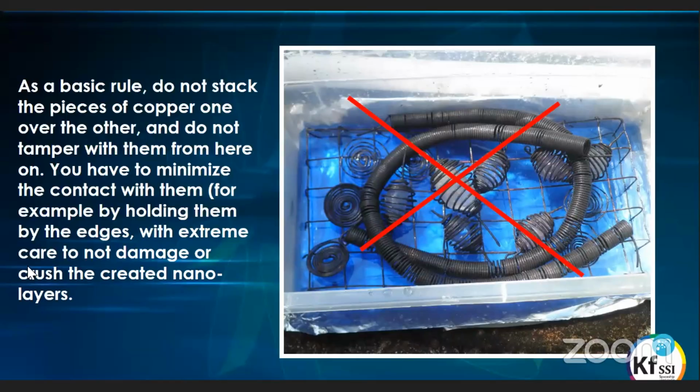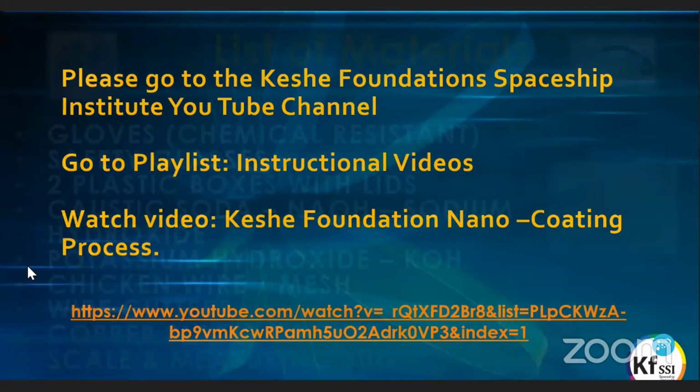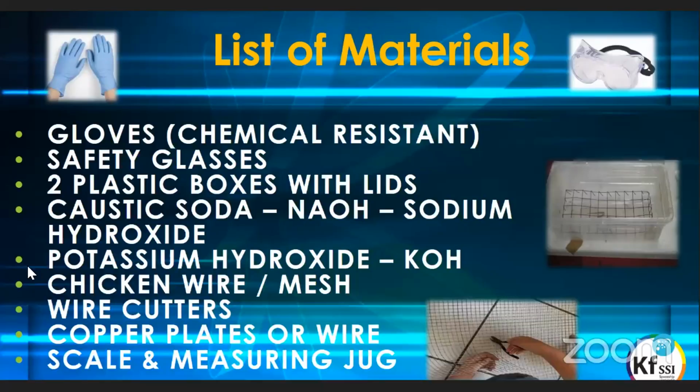And then there is an instructional video. If you go to the YouTube channel and go to the playlist of instructional videos, there you will see a video of nano coating, as well as some information on the KF Wiki. And then just to finish off your list of materials again, it's quite an involved process. You need to really have yourself prepared and have everything on hand before you even begin to start this process.